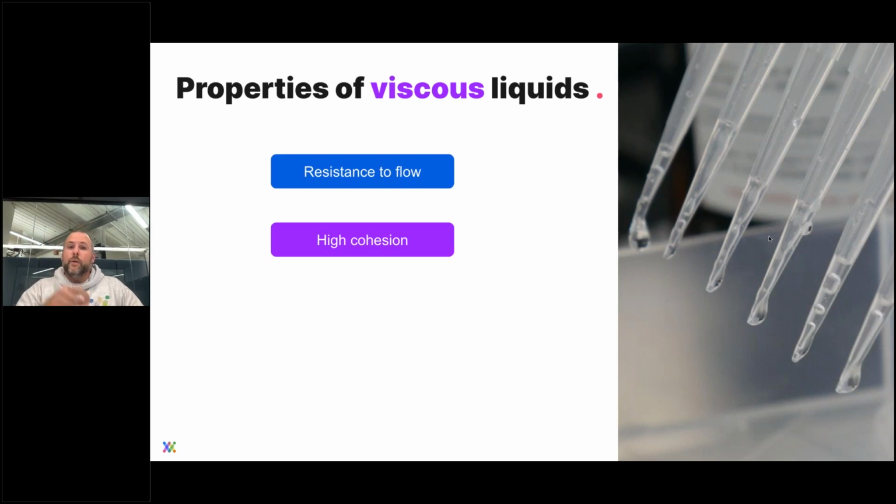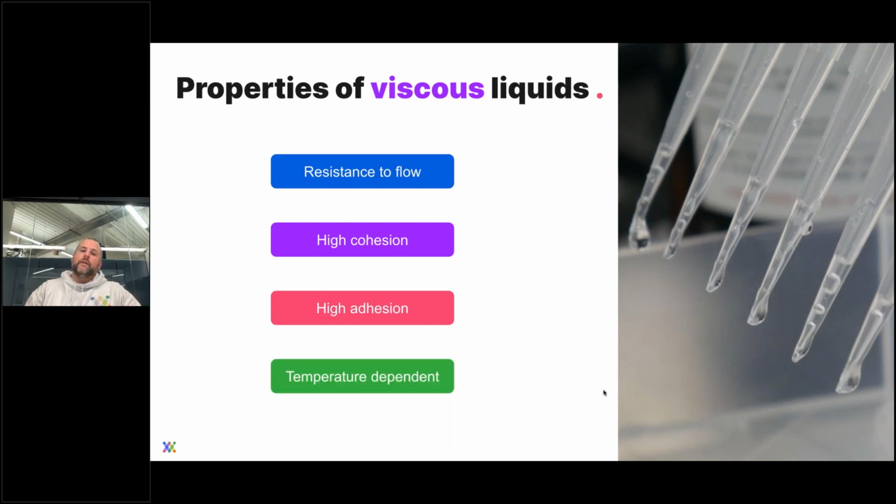High cohesion is where the liquid interacts with itself, sticking to itself and making it resistant to changing in shape. The image shows here this droplet as an example at the end of the tip. High adhesion is also a general property of viscous liquids, where they can stick to other materials such as plasticware, like the tips and microplates that we use for lab automation. You can see this droplet halfway up the tip here, adhering to the side of it. And the viscosity of a liquid is temperature dependent, with the viscosity decreasing with increasing temperatures.